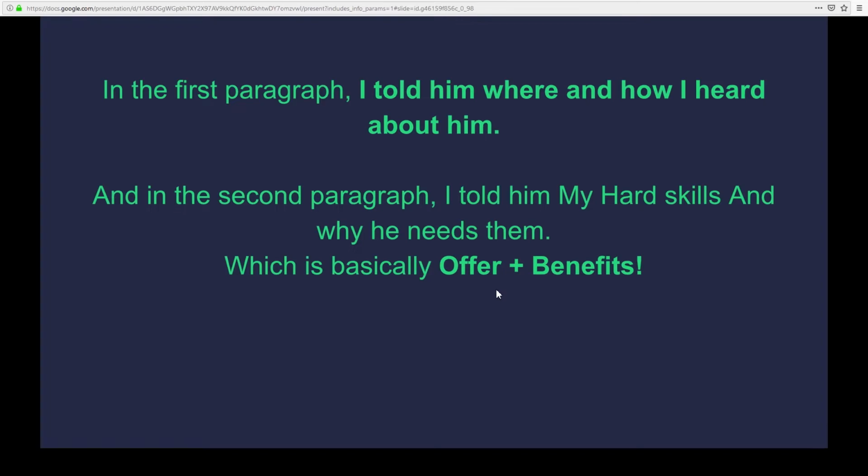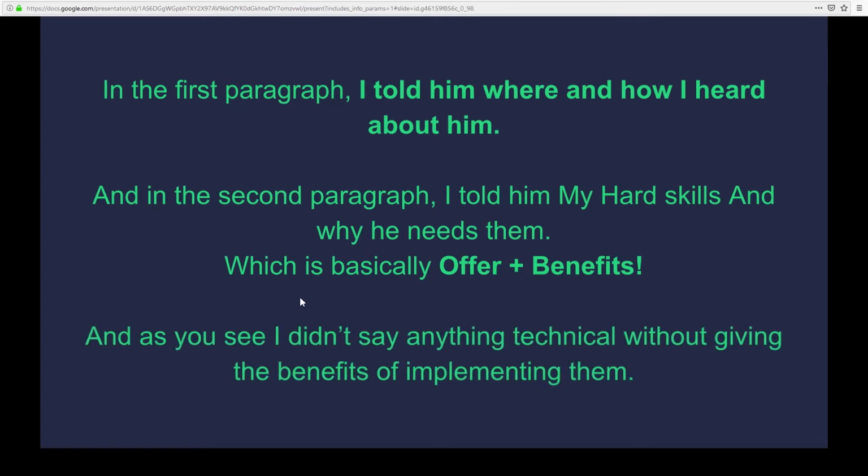It's important to say the benefits to your client. If you tell him, I want to make you a website, ask yourself why you want to make him a website. Why would he buy a website? The benefits, you have to put them in your offer. And as you can see, I didn't say anything technical without giving the benefits, which is really important as well, because most clients don't understand our technical words. For example, Photoshop, Illustrator, HTTP or PHP or whatever you're gonna program your website with.